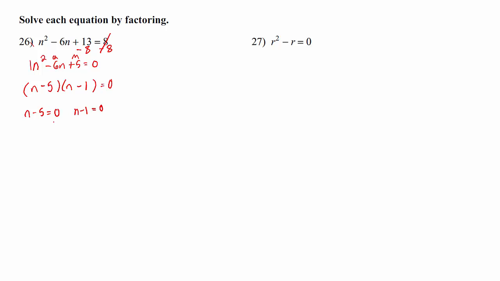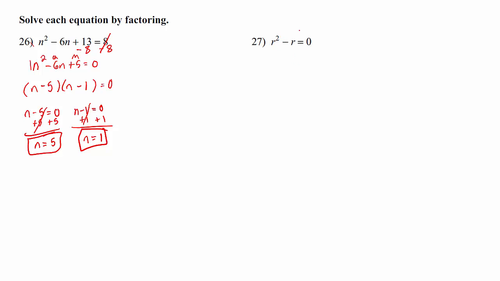So we take these sets of parentheses and make it into two equations where they equal 0. This first one we'd need to add 5. The second one we would need to add 1. And we get two answers, as we most often do with quadratics, 5 and 1.